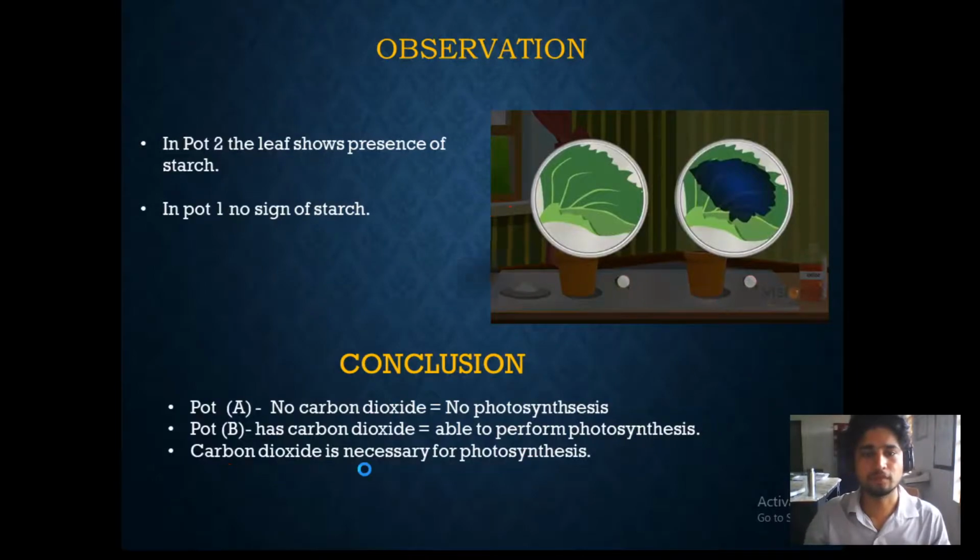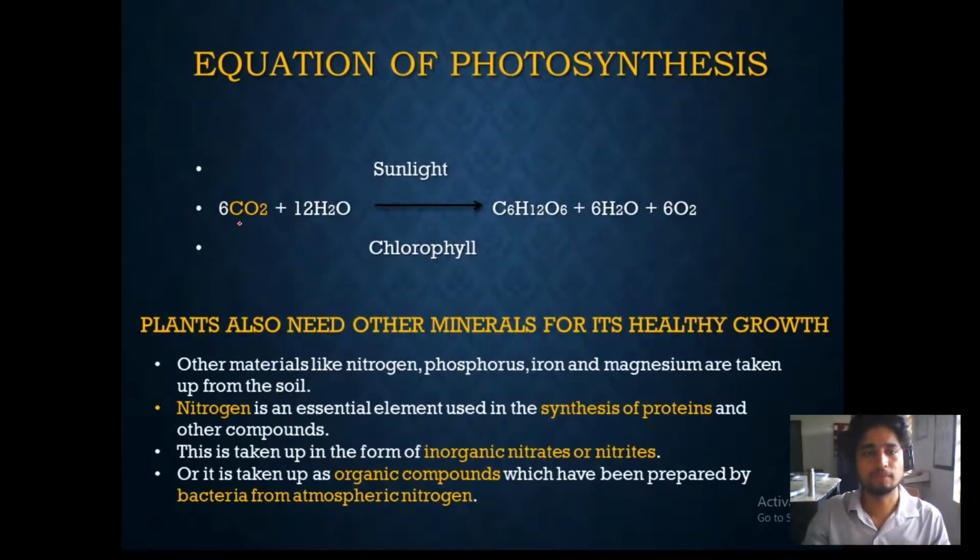Okay, coming to the equation, if you see here, we had formulated the equation. In this equation, 6 molecules of carbon dioxide are taken, and also water. How is this water taken? How are plants able to take the water? They take the water from the roots. They absorb the water from the soil, and make the water available to the leaf through the xylem.